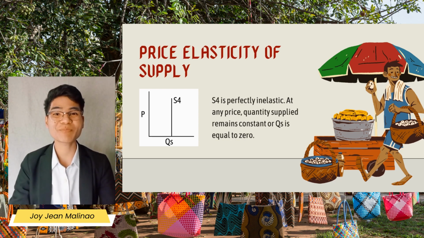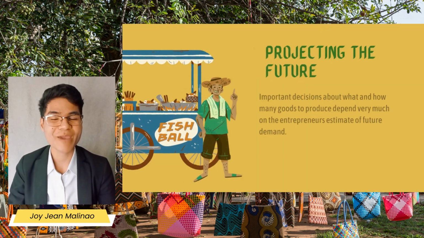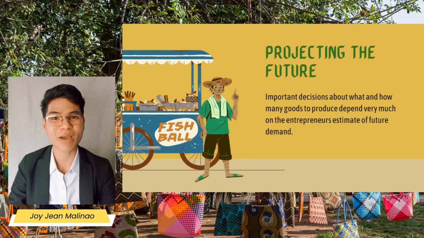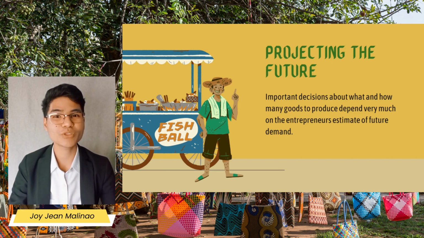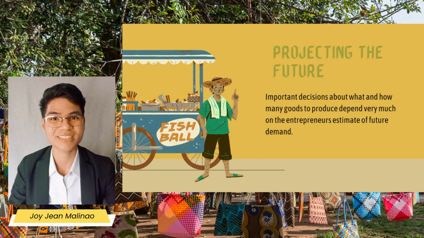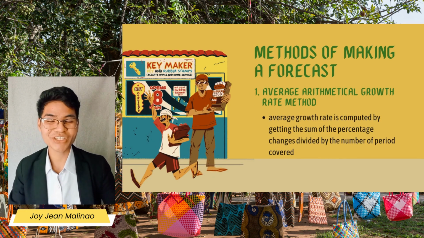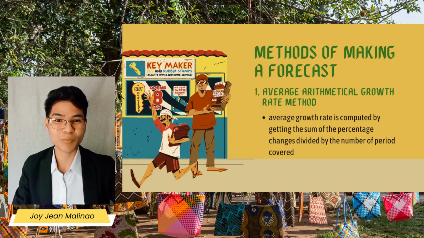I hope you've learned a lot from our previous topic, and at this moment, it's time to talk about projecting the future. Important decisions of what and how many goods to produce depend very much on the entrepreneur's estimate of future demand, because we can't please everyone and their tastes and preferences are dynamic, so it is better to project the future in every business. We have two methods of making a forecast. First and foremost is what we call the average arithmetical growth rate method. This is computed by getting the sum of the percentage changes divided by the number of periods covered.